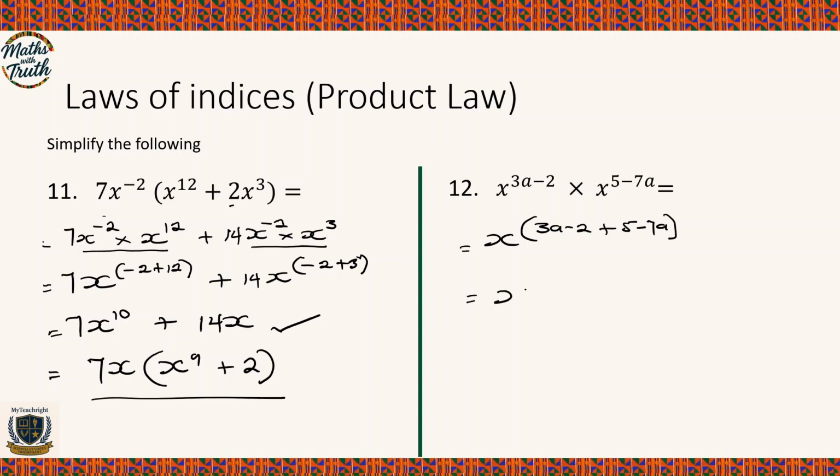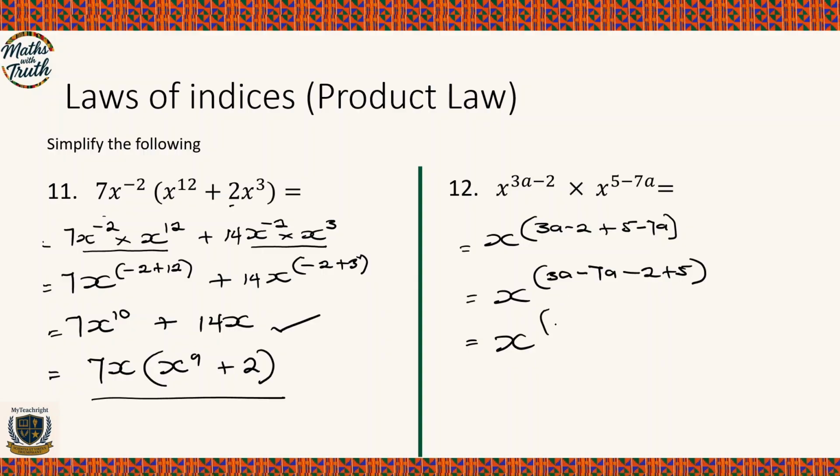And this will be x exponent. We have 3a minus 7a. That's you group in like terms. And then you have negative 2 plus 5. And so then you can resolve this one.